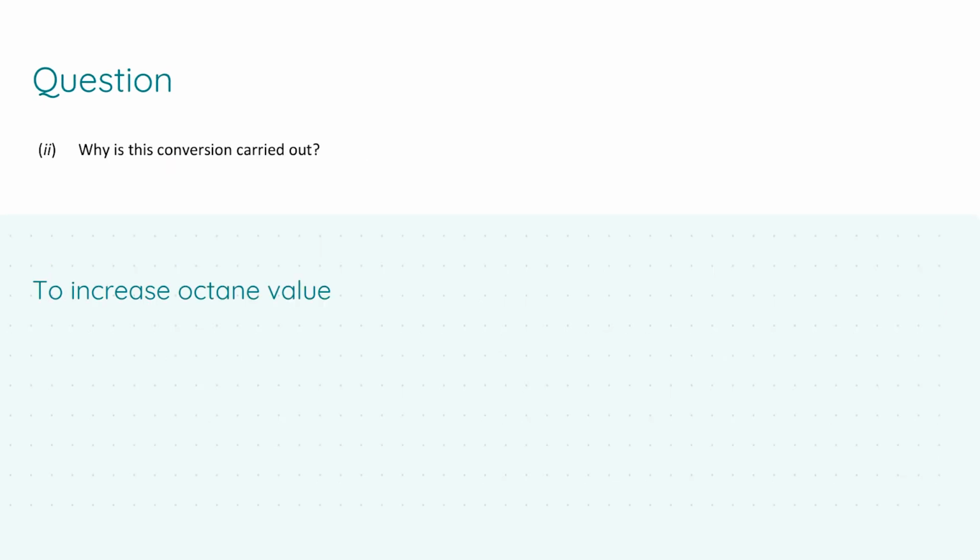So now part 2, they're asking us why is this conversion carried out? And that's to increase the octane number. And for that you would have received 3 marks. And this year they also accepted that it can reduce autoignition, smoother combustion, or increase branching. So any of those answers would have been accepted this year also.